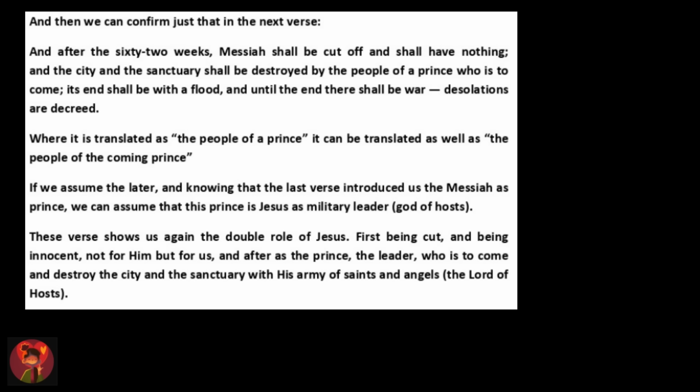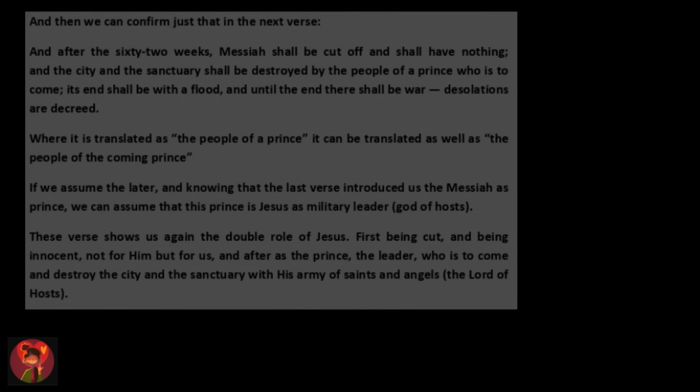Where it is translated as the people of a prince, it can be translated as well as the people of the coming prince. If we assume the latter, and knowing that the last verse introduced us to the Messiah as prince, we can assume that this prince is Jesus as military leader, God of hosts. These verses show us again the double role of Jesus: first being cut off, and being innocent, not for him but for us, and after as the prince, the leader, who is to come and destroy the city and the sanctuary with his army of saints and angels, the Lord of hosts.